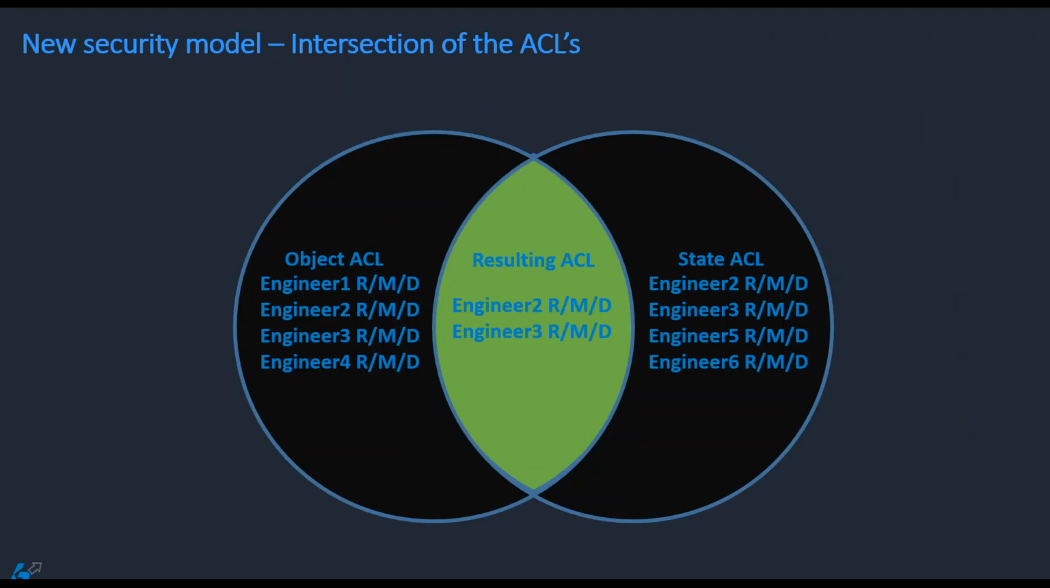So let's look at the security model in a Venn diagram. In the new model, it's the intersection of users and permissions, or what is common between the object ACL and the state ACL, that would have access. Meaning, users that are common to both the object ACL and state ACL, and the permissions that are common between the two. So in this example, only Engineer 2 and Engineer 3 would have RMD, or Read, Modify, Delete permissions.